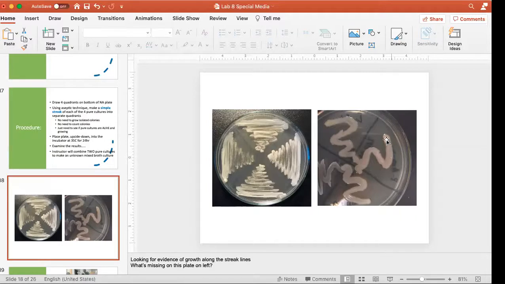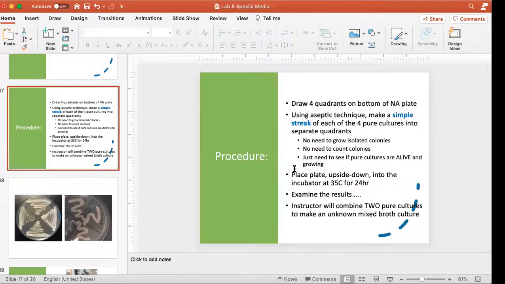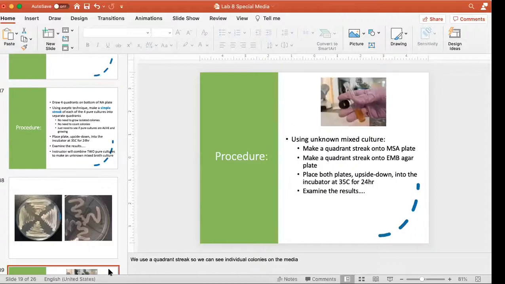This student did the same thing. She just used a different streaking pattern. Hers wasn't quite as intense. But both students got the same results. All 4 of those cultures, the E. coli, the Enterococcus faecalis, the Staphylococcus aureus, and the Staphylococcus epidermidis, all 4 of those cultures were alive and well, and we were ready to go. So I chose 2 of those 4, and I mixed them together in 1 broth tube and put them in the incubator so that I could make some plates.